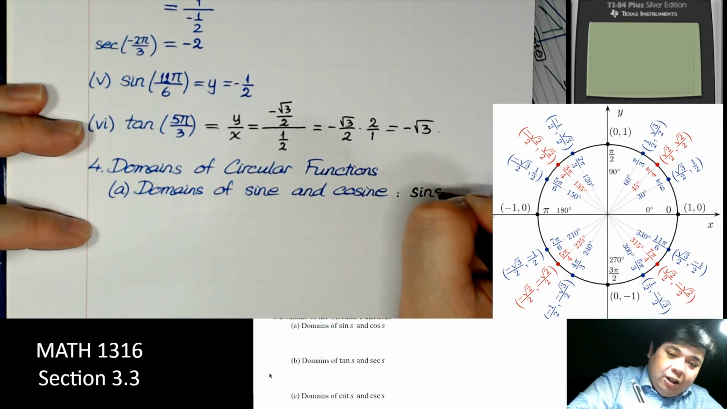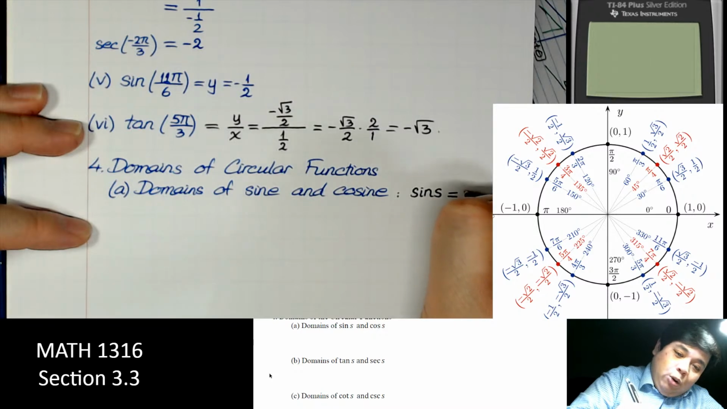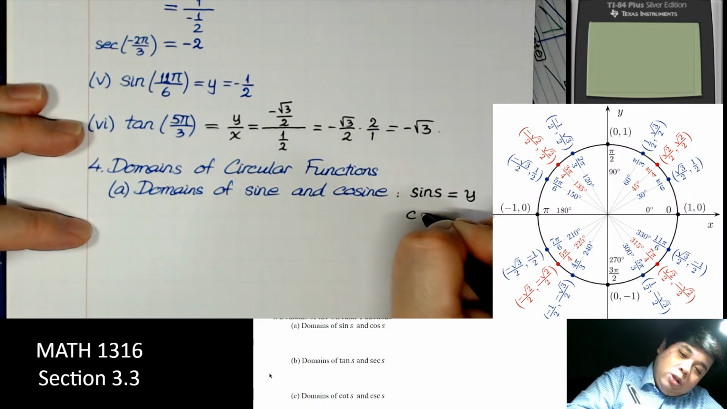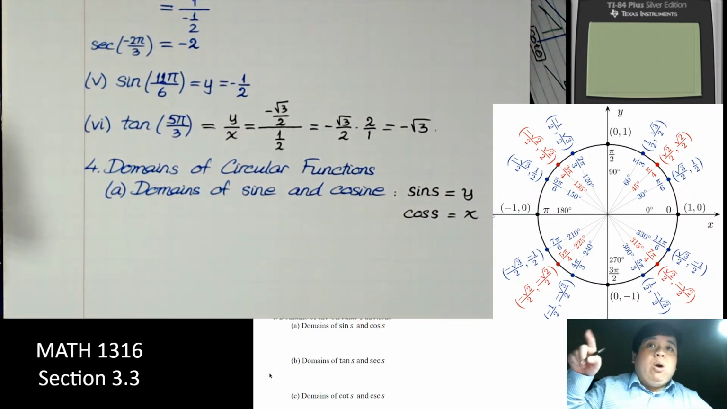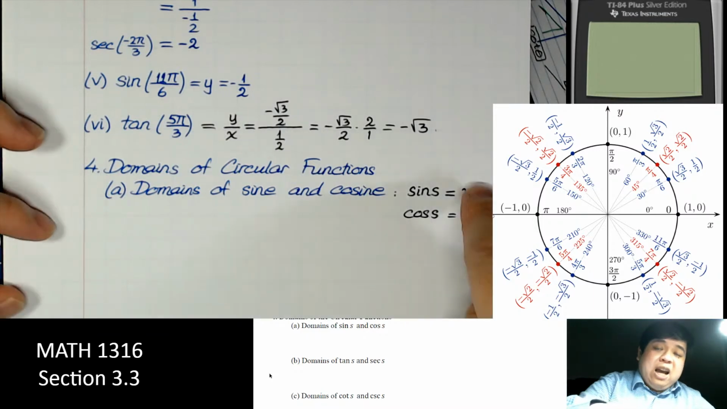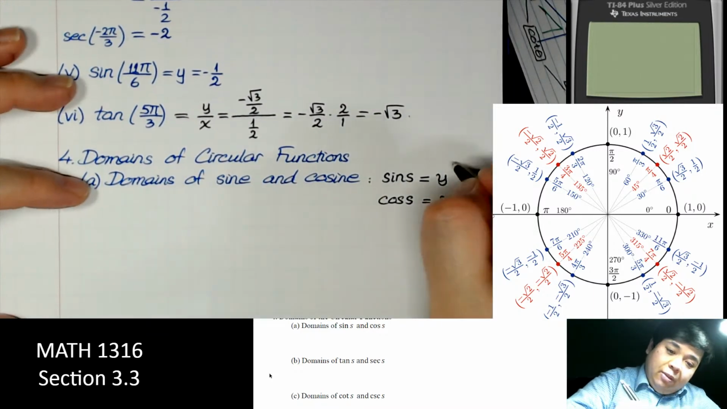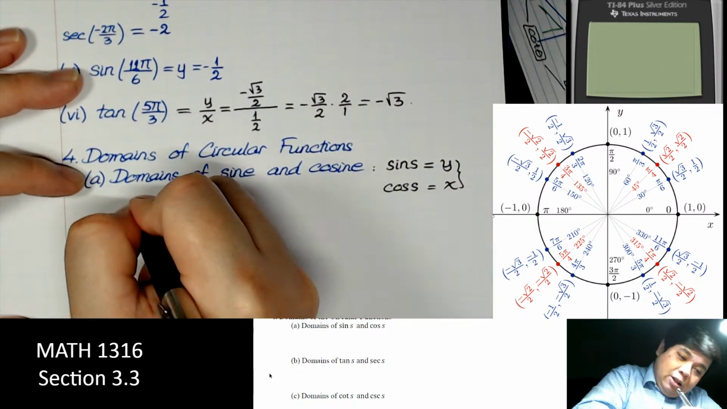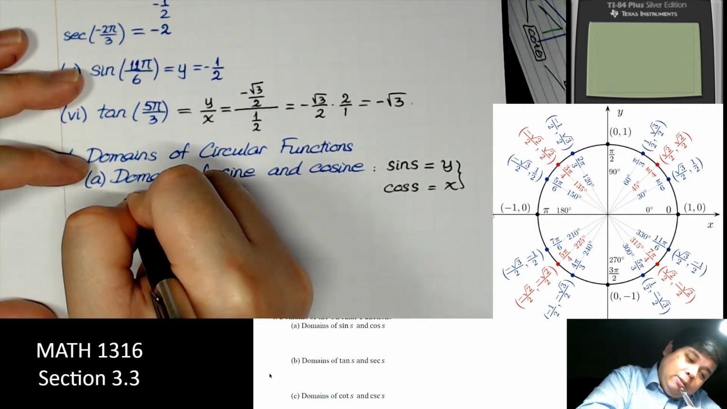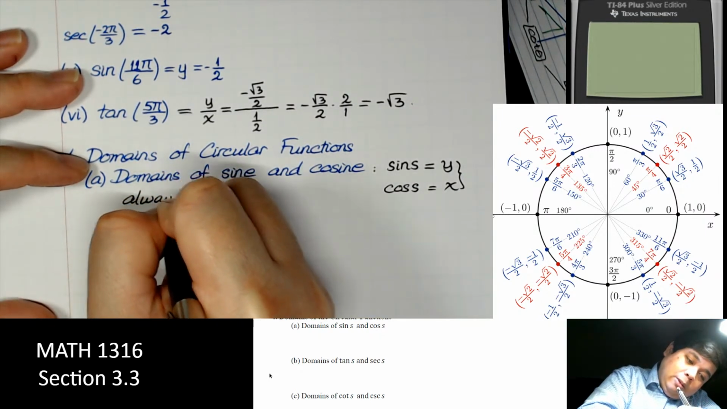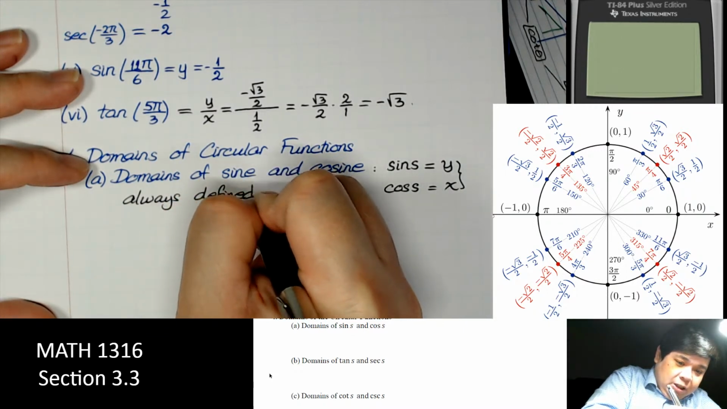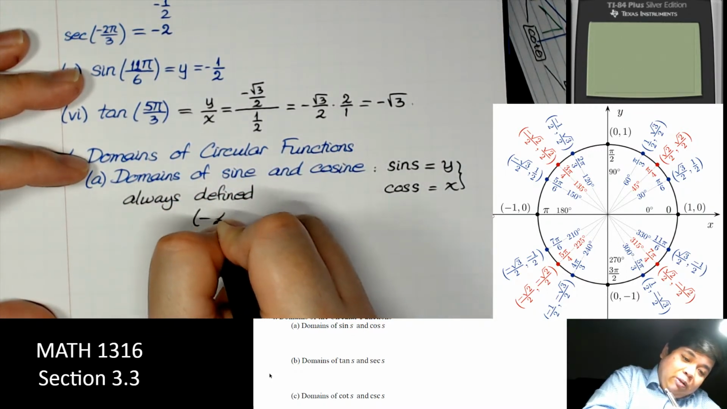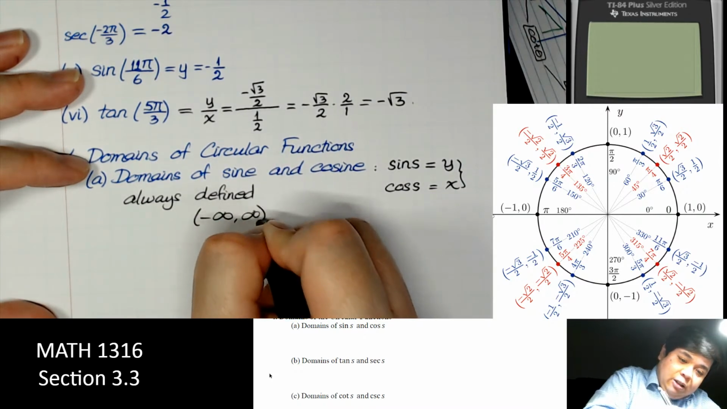sine is equal to the y value and cosine is the x value. And obviously, it doesn't matter where the point is on the unit circle, x and y are always defined. So it is defined everywhere. So the domain is negative infinity to infinity.